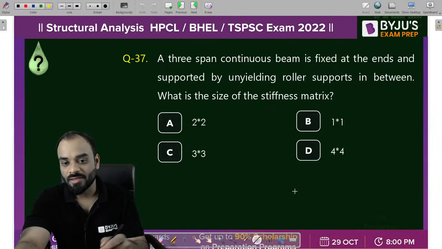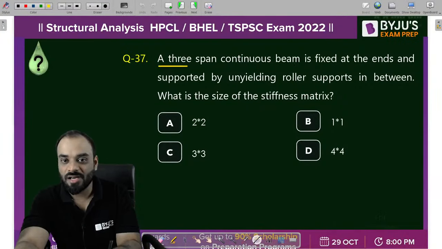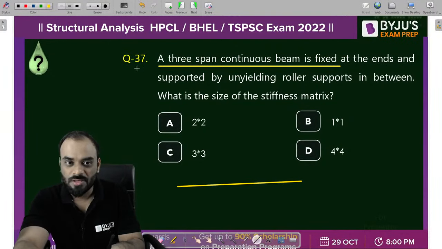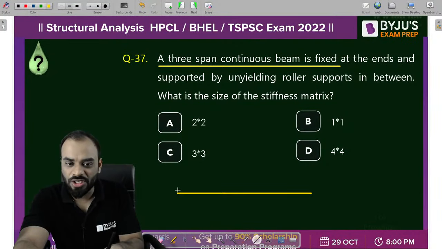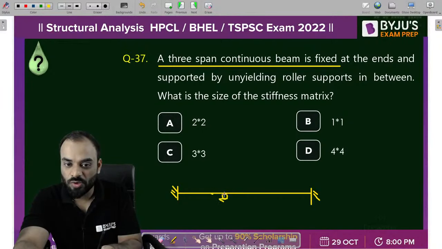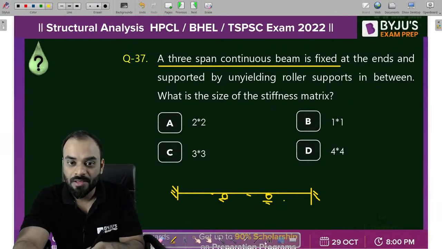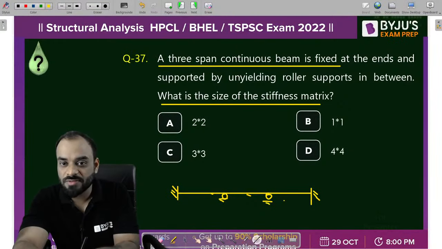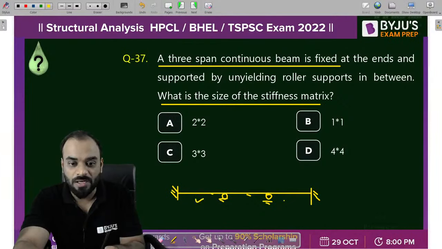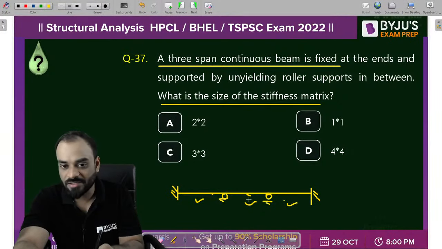Next question. A three span continuous beam is fixed at the ends. Three span means you need to consider two supports as fixed, and in between we have three spans: one span, two span and three span. Then what should be the size of the stiffness matrix? That is the question. Now, guys, this is basically three spans, and these are the supports.